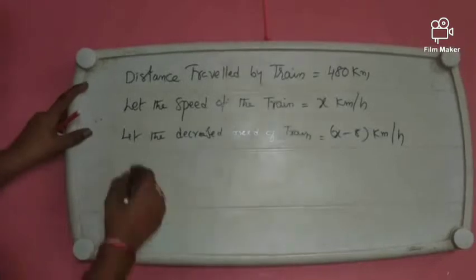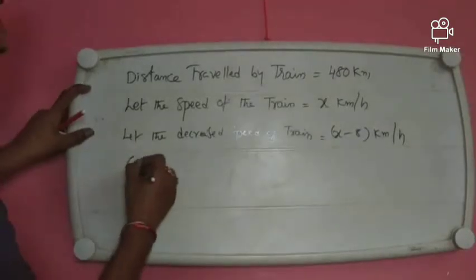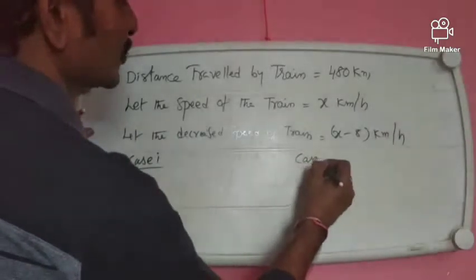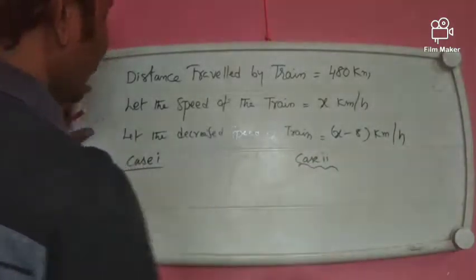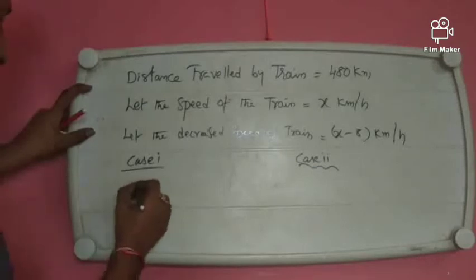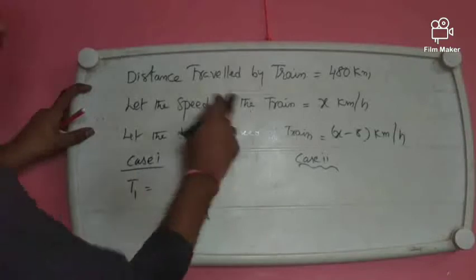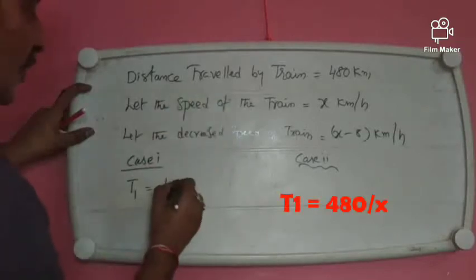Now, like yesterday, you have to solve the two cases, case 1 and case 2. What is that? Case 1: the time taken by the train with actual speed, T1 is equal to how much?